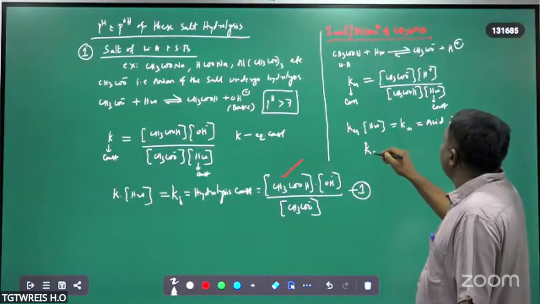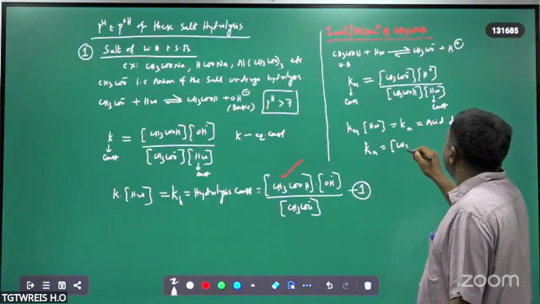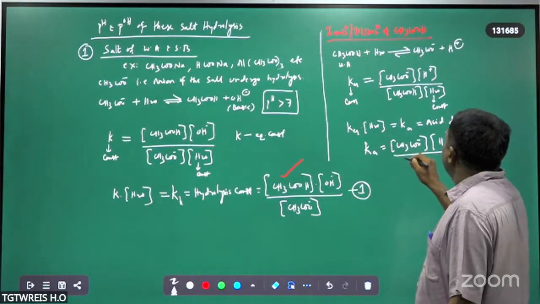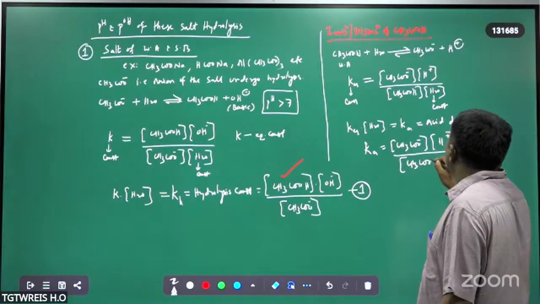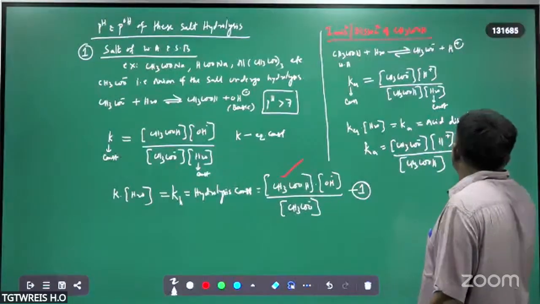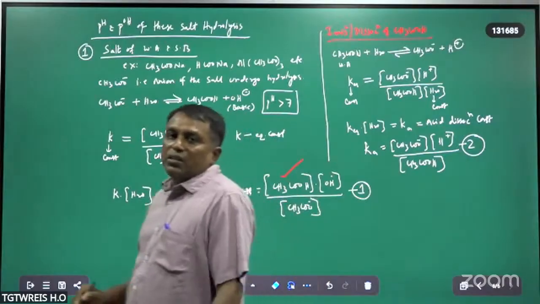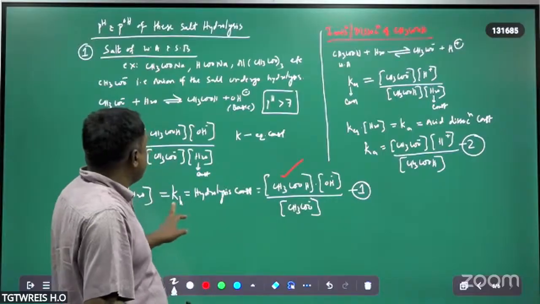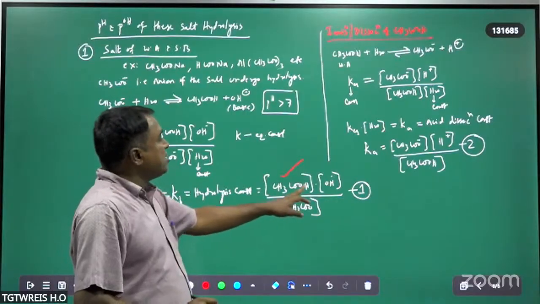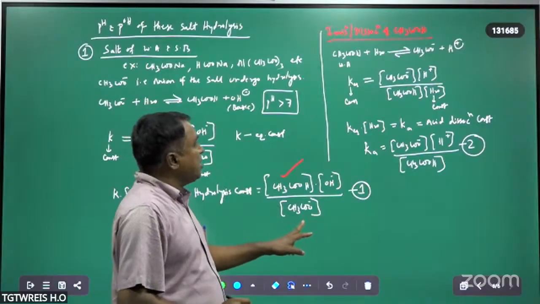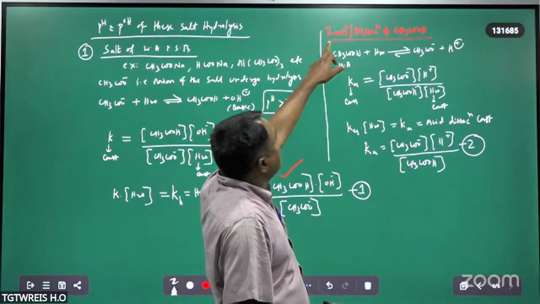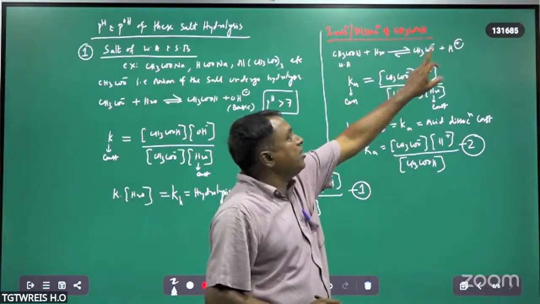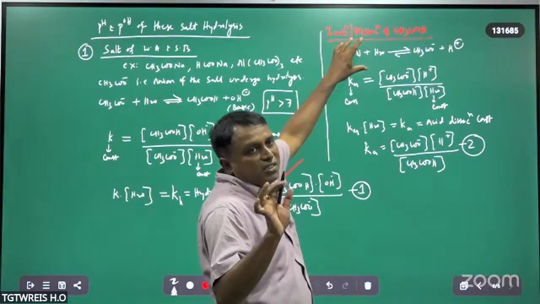So Ka is equal to acetate anion CH3COO minus into H plus by CH3COOH. This is equation number 2. Now here we are calculating first the hydrolysis constant, which is equal to acetic acid concentration into OH minus concentration by acetate anion concentration. Now this is the dissociation or ionization of acetic acid. When acetic acid dissolves in water, you will get the acetate anion and H plus. This is the dissociation of only the acetic acid.